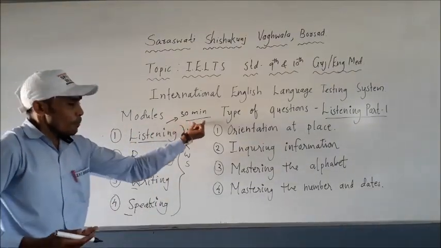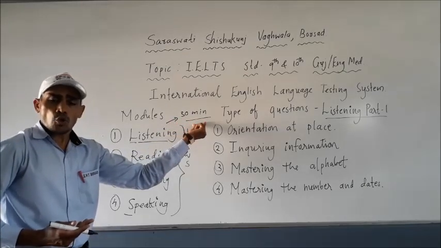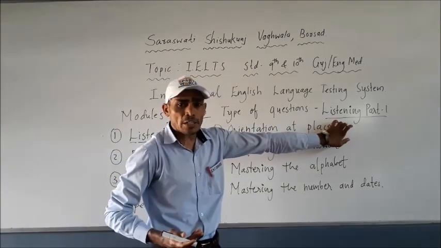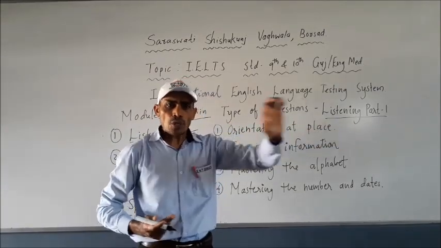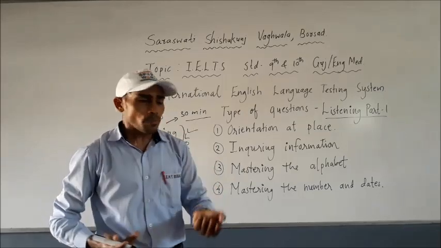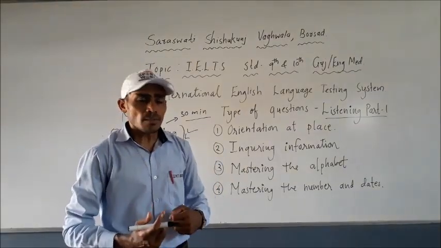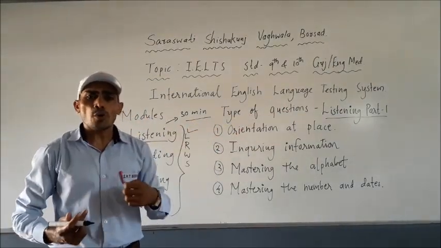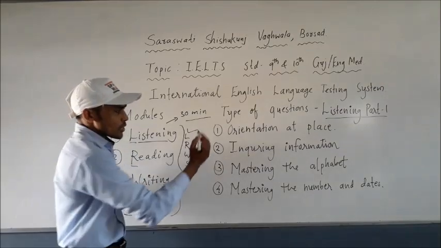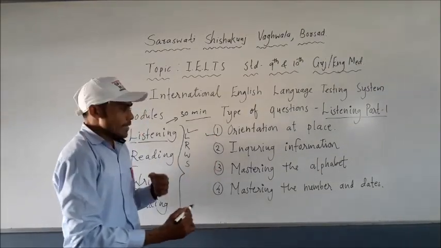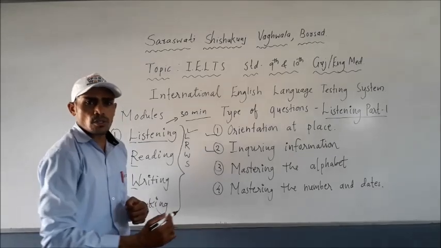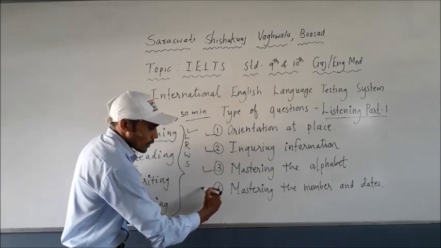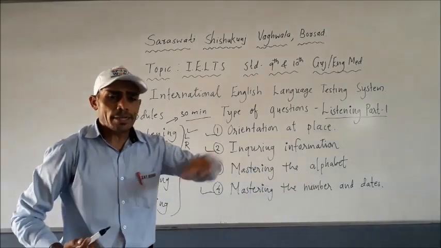Okay. Now, in part 1, part 2, part 3 and part 4, I am going to focus only on part 1. In this video, I am going to give you some strategies and tips before you start your listening of part 1. What type of questions are you going to face in IELTS listening? So first is orientation and place. The second one we have is inquiring information. The third we have is mastering the alphabet. And the fourth one is mastering numbers and dates.